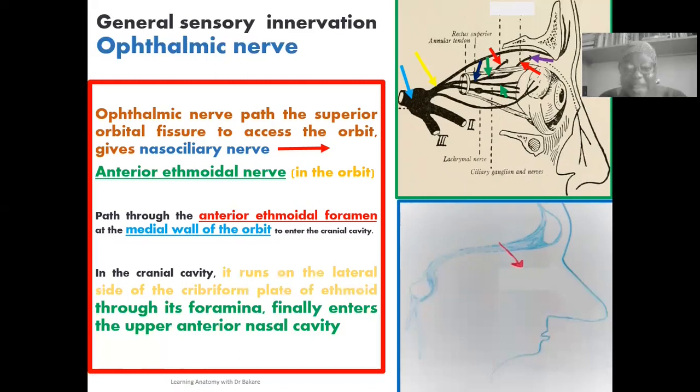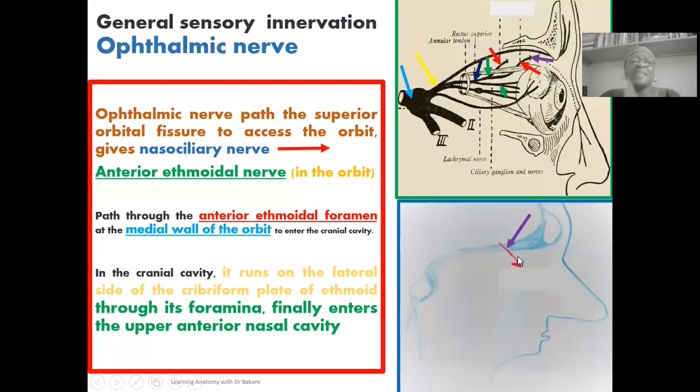So from the cranial cavity, you see it passing along the lateral wall of the cribriform plate of ethmoid bone. If you look at this image here, this is where we have the cribriform plate. So you see the nerve passing through the lateral wall of the cribriform plate so as to be able to access the foramina that are created on the cribriform plate of ethmoid. And as soon as it's able to access that, it finally enters through that foramen, and you see it within the upper part of the nasal cavity. So that is how it's able to access the nasal cavity, and you see it around this space.